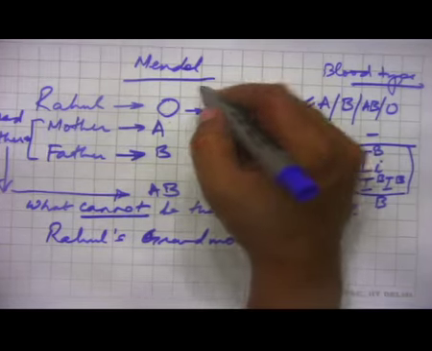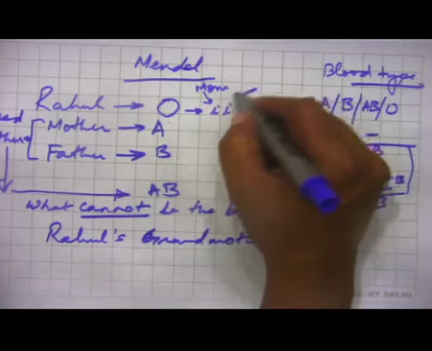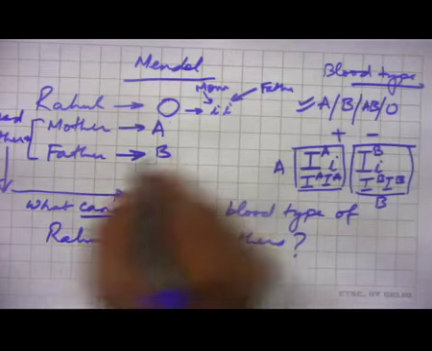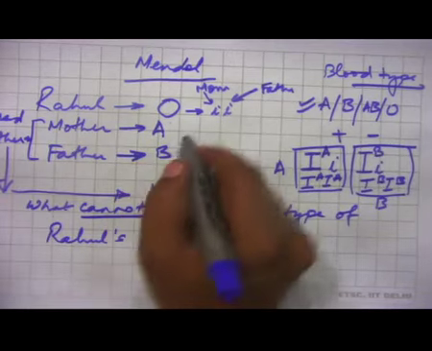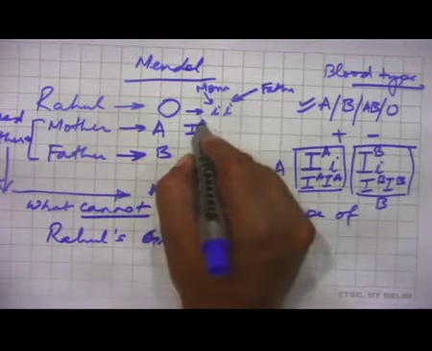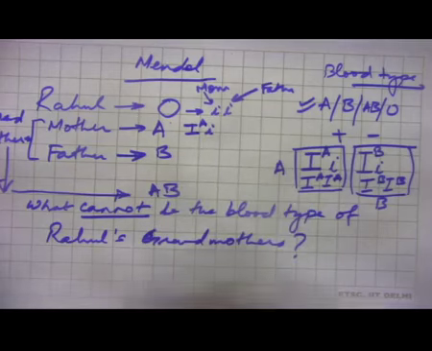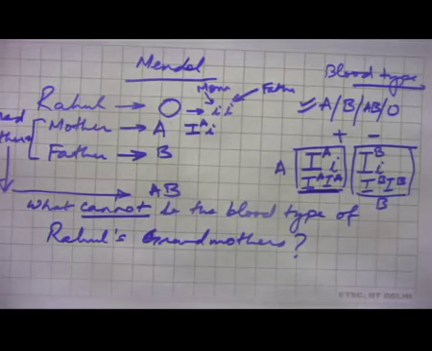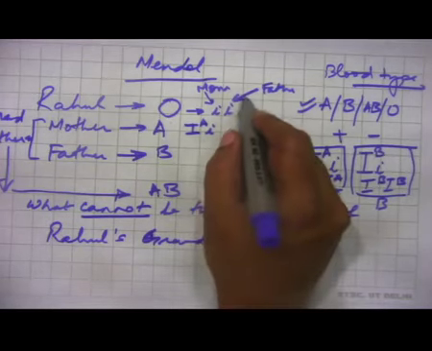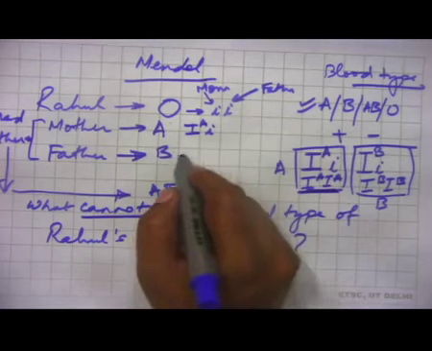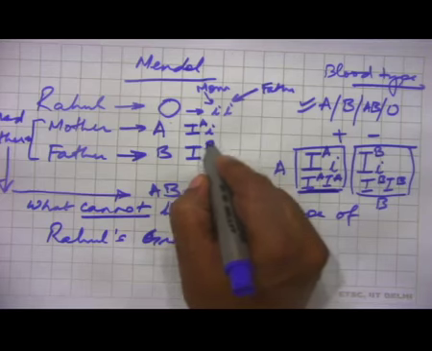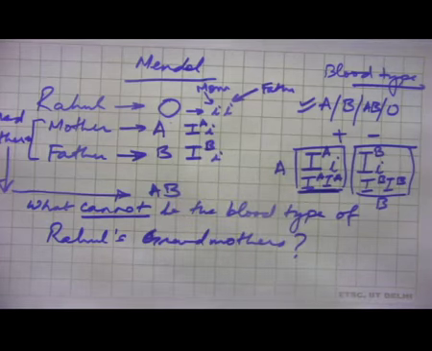So, let us say this came from mom and this came from father. Therefore, if the mother is A, then Rahul's mother must be I A i, because it cannot be I A I A, otherwise Rahul would have had one dominant A phenotype. On the other hand, father has blood type B, therefore father must be I B i.